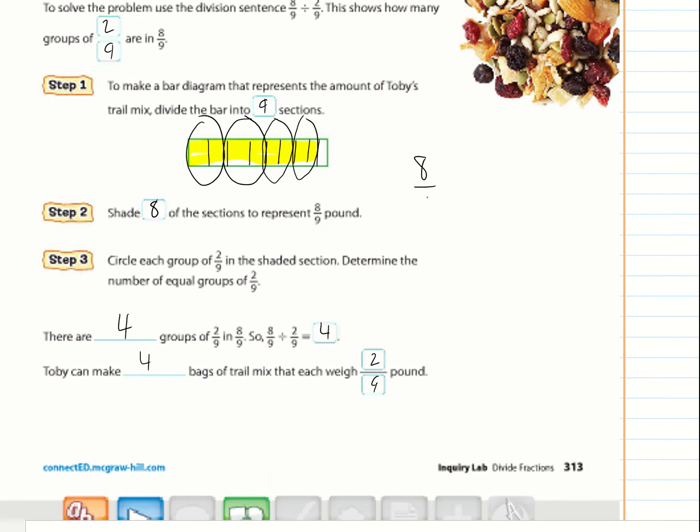I'm going to show you guys the equation way. 8/9 divided by 2/9. It's actually the same thing as whole numbers. So our division sign is going to change into a multiplication. And then our divisor, we're going to find the reciprocal. So 2/9 is going to be 9/2. And my dividend stays the same. So I can do this. 9 and 9 are going to cancel out. 2 and 8 is going to change into a 4. These are 1s. 4 times 1 is 4. 1 times 1 is 1. So we still get 4 bags. That's the equation way.